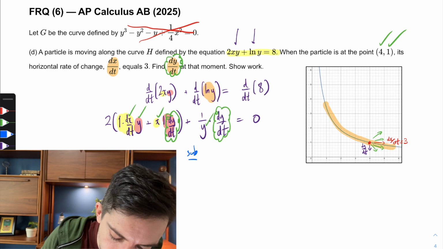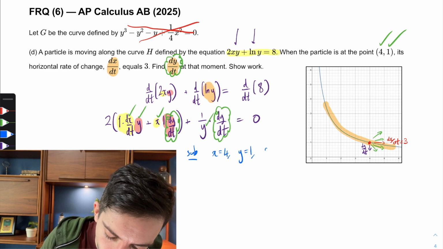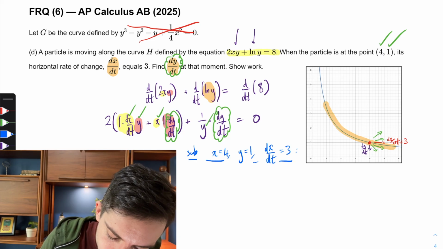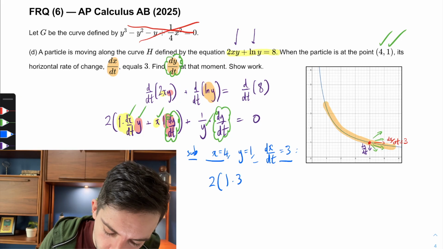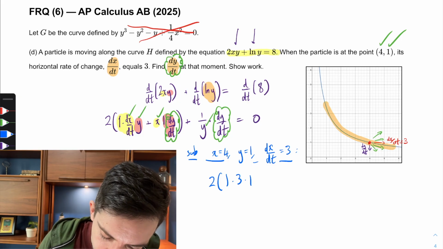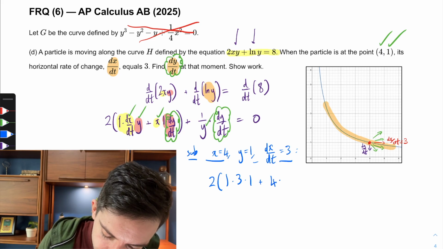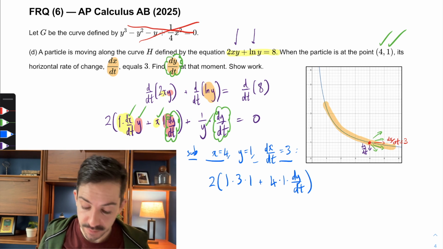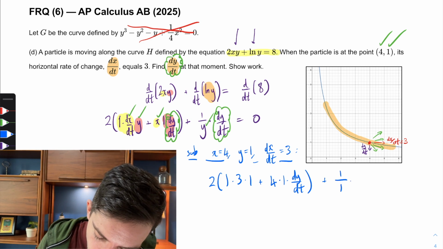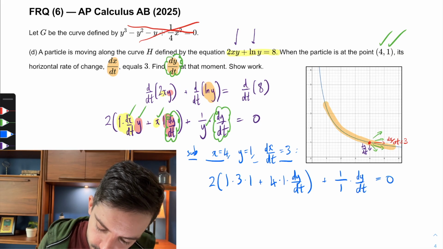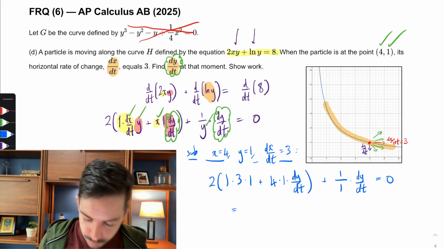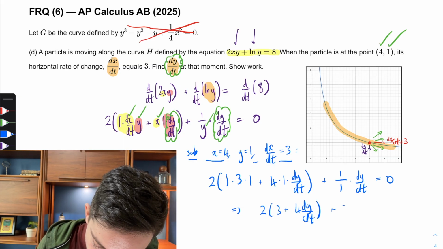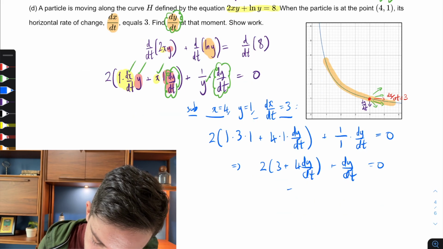Okay, so we're going to substitute in x equals 4, y equals 1, and yes, dx by dt equals 3. So what do I get? I have that 2, 1 times dx by dt, which is 3, times y, which is 1, plus x, which is 4, times 1, times dy by dt. That's the expression, that's the value I want to find. I then get plus 1 over y times dy by dt, and that's all equal to 0. Let's keep pushing. So that's going to give me 2 times 3 plus 4 dy by dt plus 1 dy by dt equal to 0.